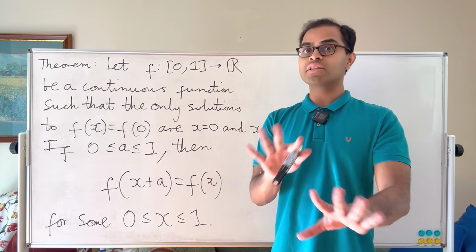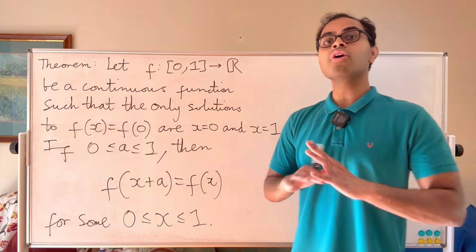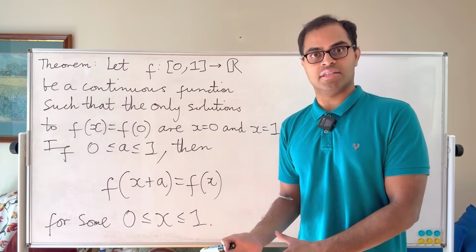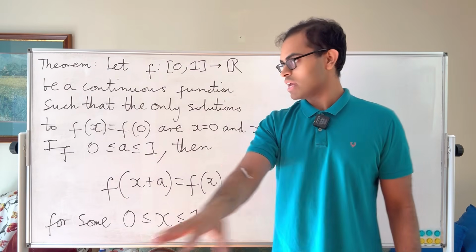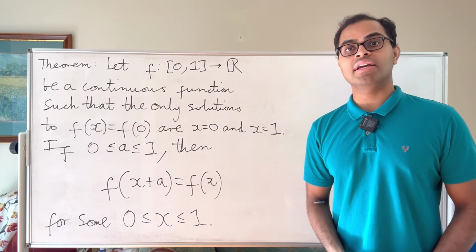So we'll unpack all this visually, okay? What it's saying so far is that f(0) is equal to f(1), and the only time f(x) is equal to f(0) or f(1) is when x is 0 or when x is 1. In that case, for any a, just fix an a. Give me your favorite a between 0 and 1. f(x + a) is equal to f(x) for some x in the interval [0, 1].